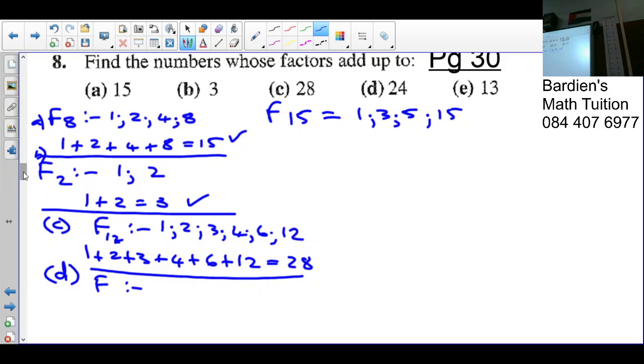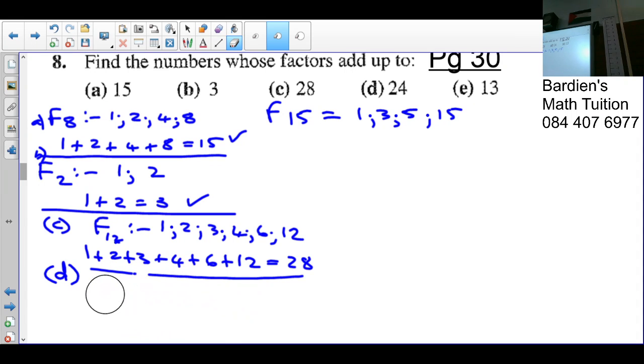No, it can't be 6. Now let's try 8. We got 8 already. 8 adds up to 15. Factors of 9 is 1 and 9, that is 10. Let's go to 10. It's going to be 1, 2, 5 and 10. So that is 3, 8, 18. So it's not 10.